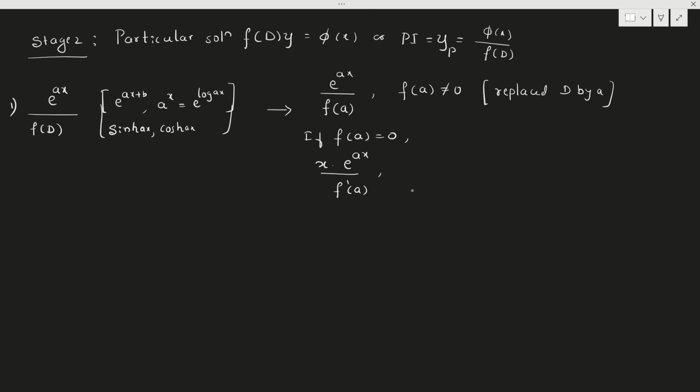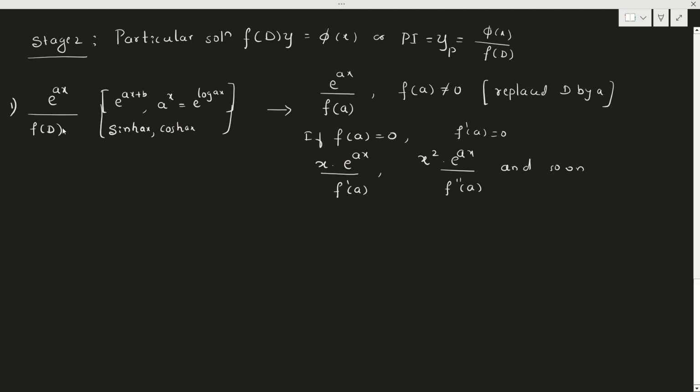You have to continue. Suppose again f of a is 0, then x square into e raised to ax by f double dash of a, and so on. This is for f of a equal to 0. This is for f dash of a equal to 0. This is how to find the solution. That is a particular integral for e raised to ax by f of D form.